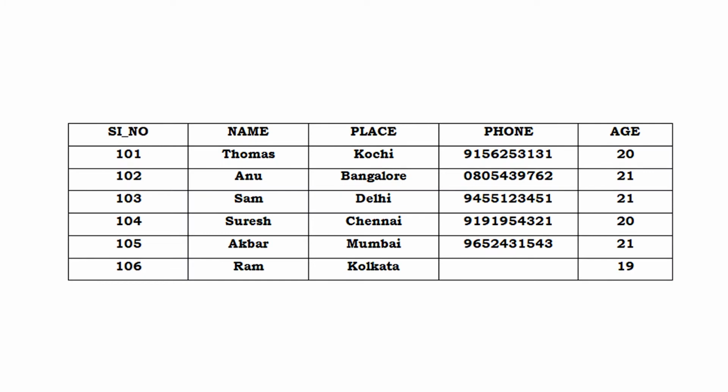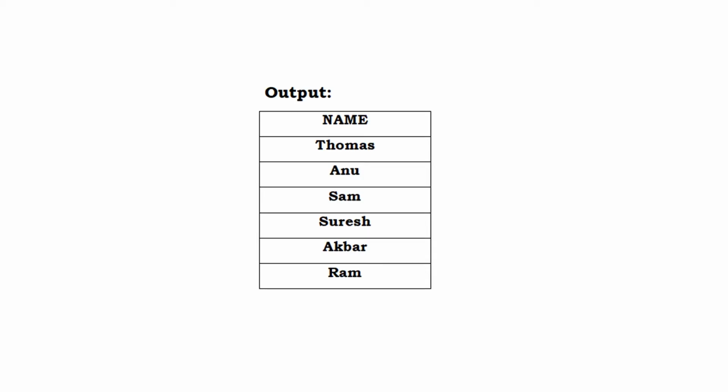For example, consider the table student with columns serial number, name, place, phone and age. The values given are 101, Thomas, Kochi, 9156253131, with age value 20, and 6 records are inserted like this. To select the name of all the students, the query would be like: select name from student. Output may look like a table with the column heading name and the values Thomas, Anu, Sam, Suresh, Akbar and Ram.